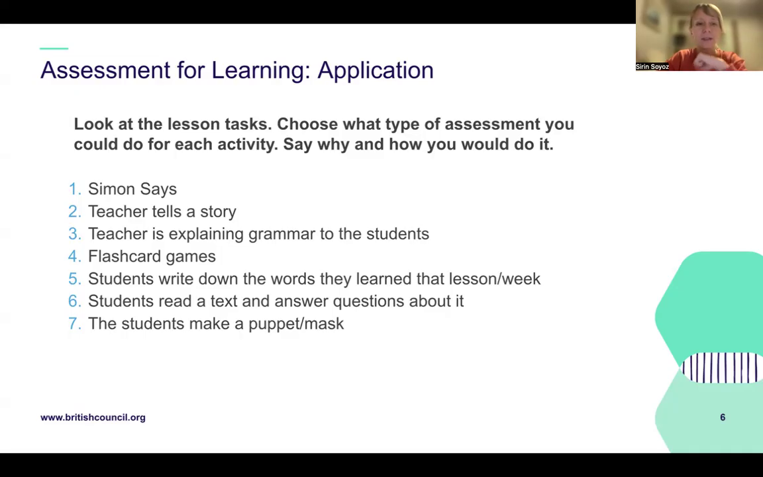Exactly. For the second one, the teacher tells a story. What type of assessment? So you are telling a story, but you also want to assess their understanding. Maybe follow up with a question. Very good idea. Yeah, with some comprehension questions. Sometimes I used to do this a lot. If you say something completely irrelevant while telling the story, and if they notice that, that means they are listening. So you can also assess their attention.